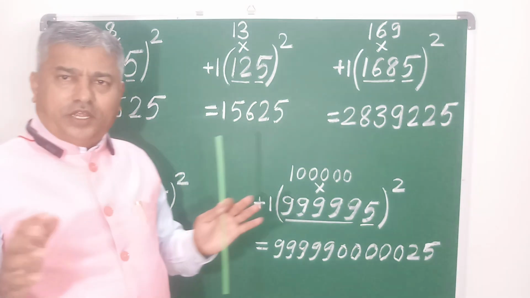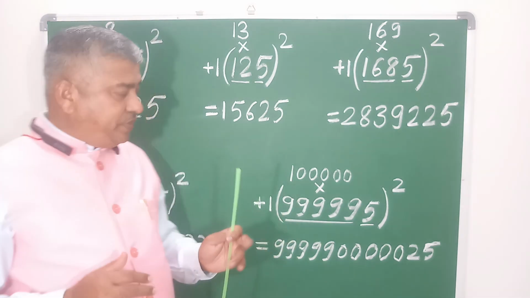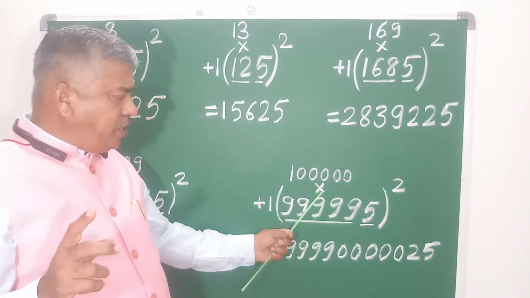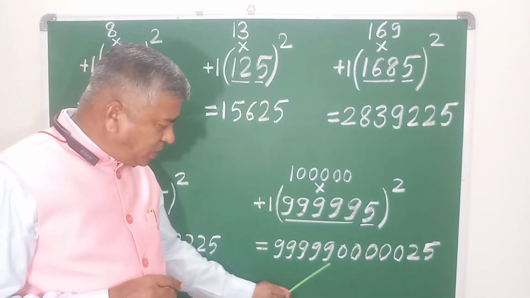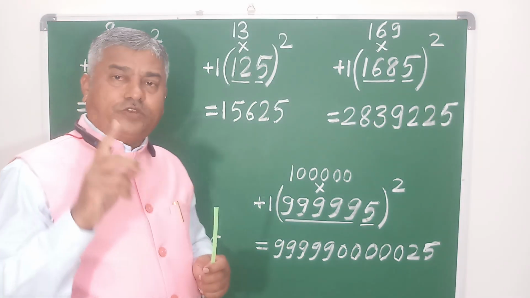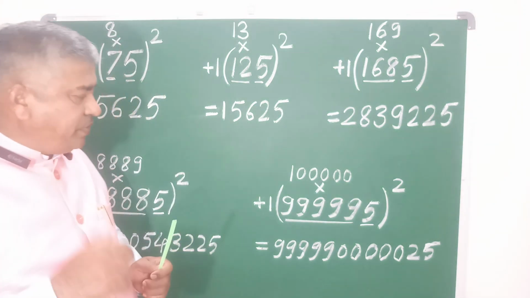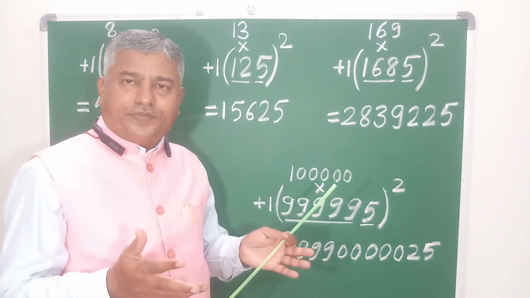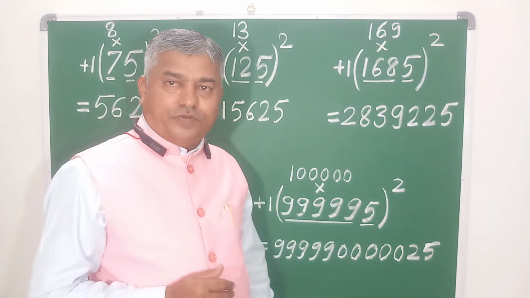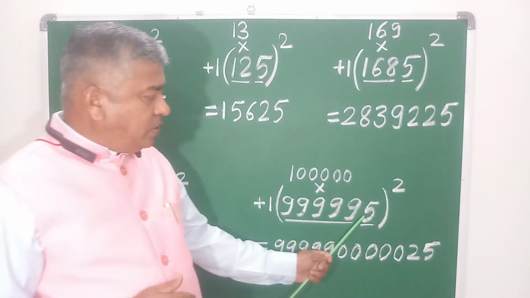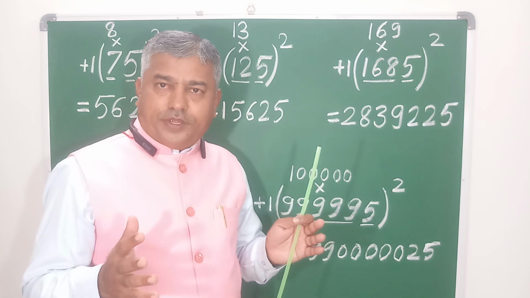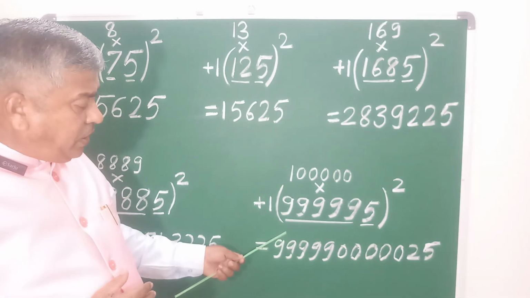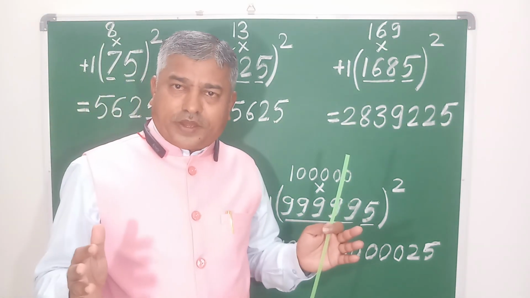See, it's very simple. That's 99,999 into 1. Keep it as it is, that is 99,999. And keep all five zeros after that. Then at the end keep the square of 5, that is 25. So this is a bigger and bigger number, one of the biggest numbers.